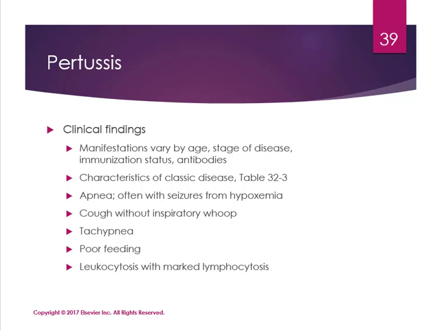Children can have apnea, and this is often associated with seizures from the hypoxemia. You can have a cough without an inspiratory whoop. They can have tachypnea, be poor feeders, and if a CBC is completed, there can be leukocytosis with marked lymphocytosis.